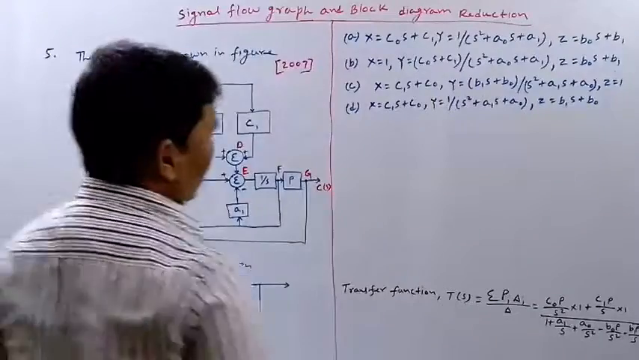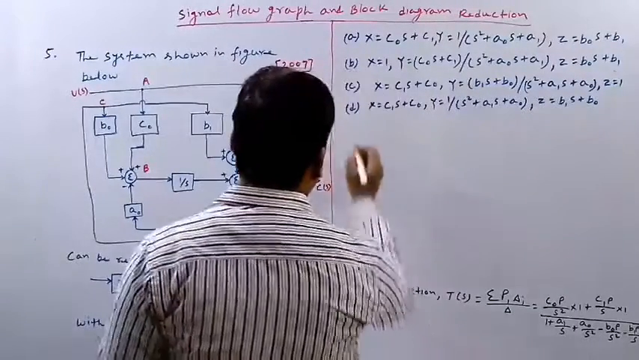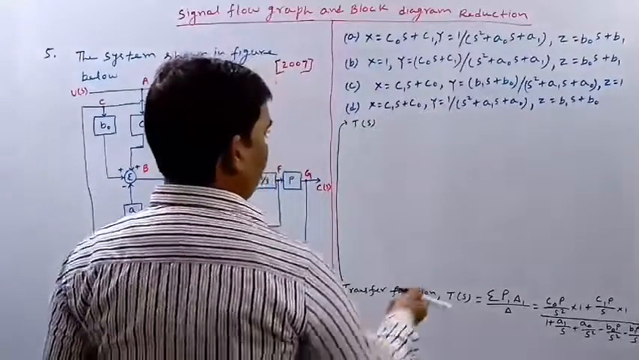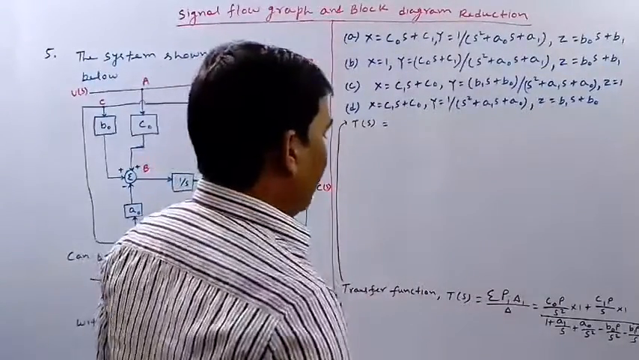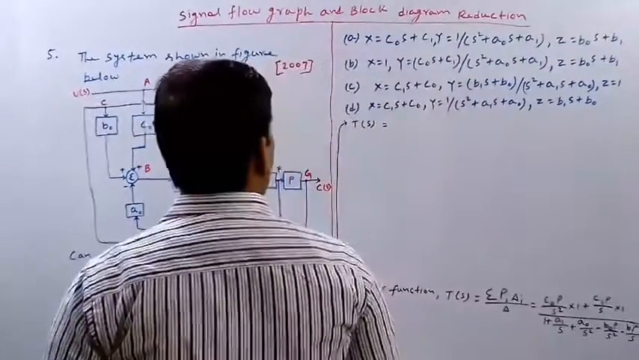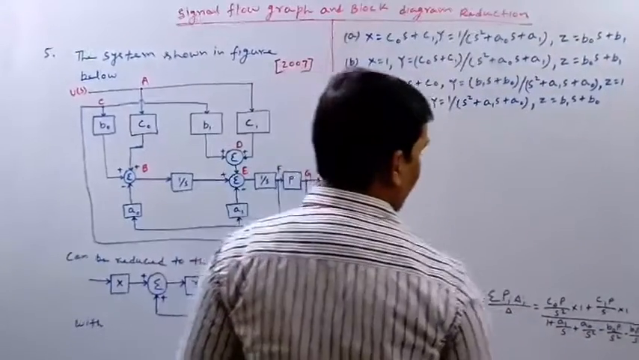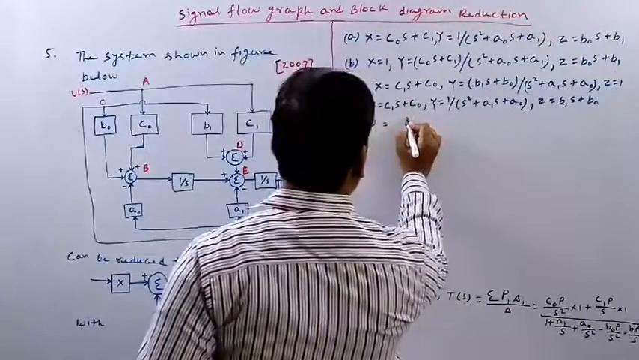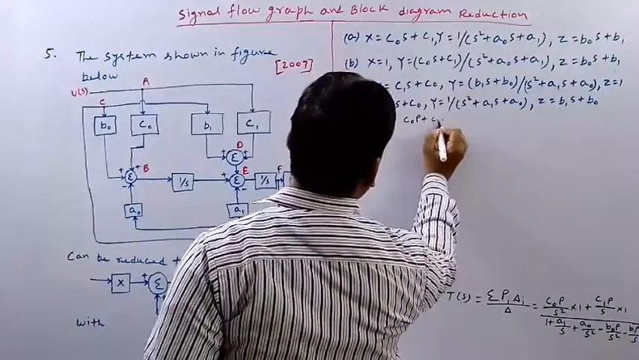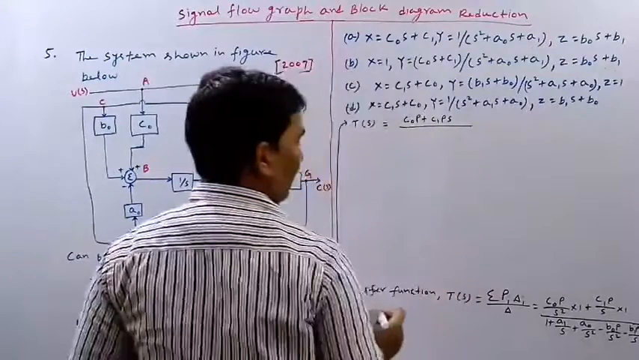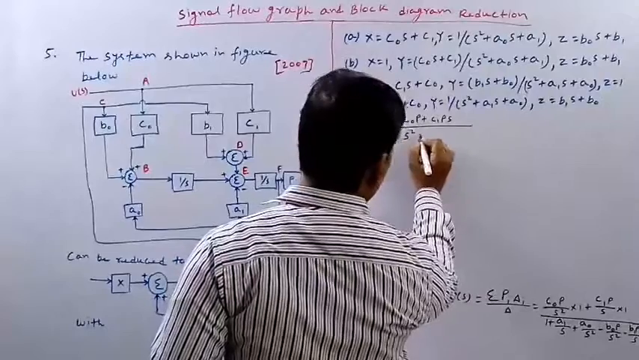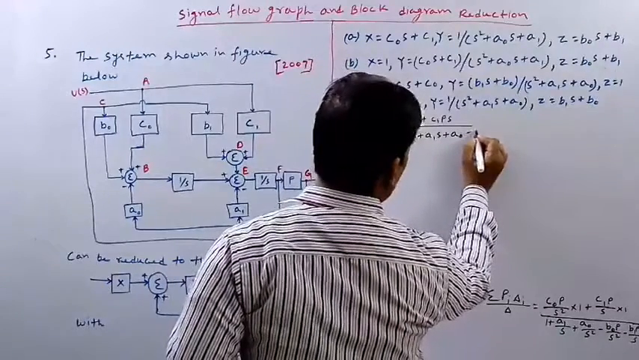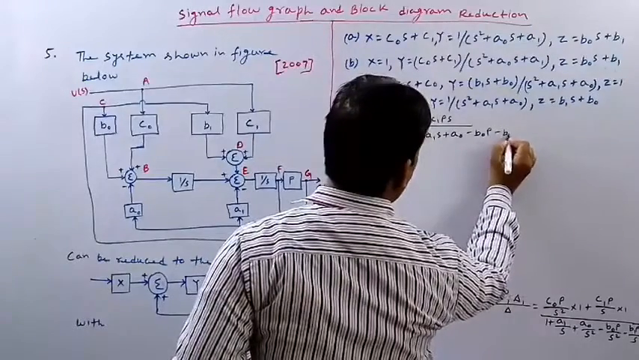Now let us see what will be the transfer function T(s). If we multiply by S square, it will be C0 P plus C1 P S divided by S square plus A1 S plus A0 minus B0 P minus B1 P S.